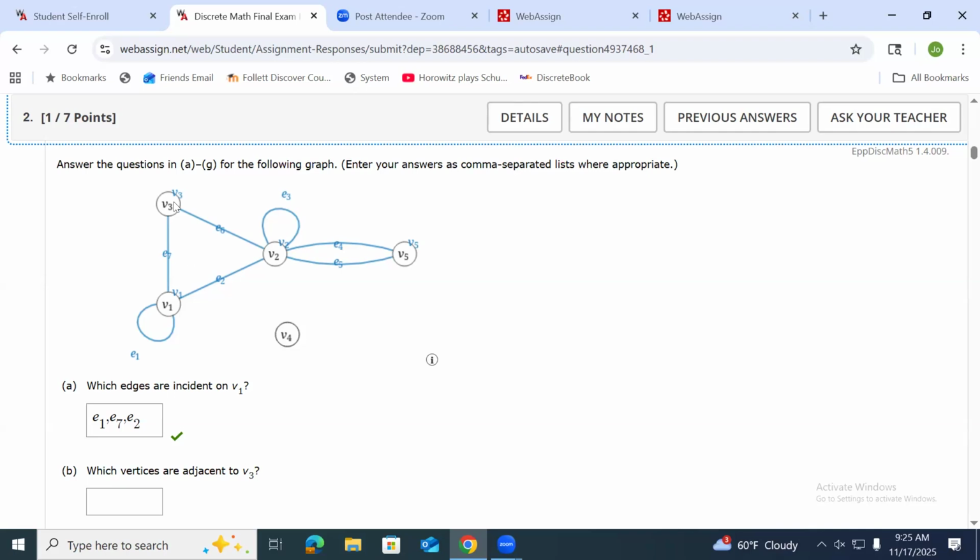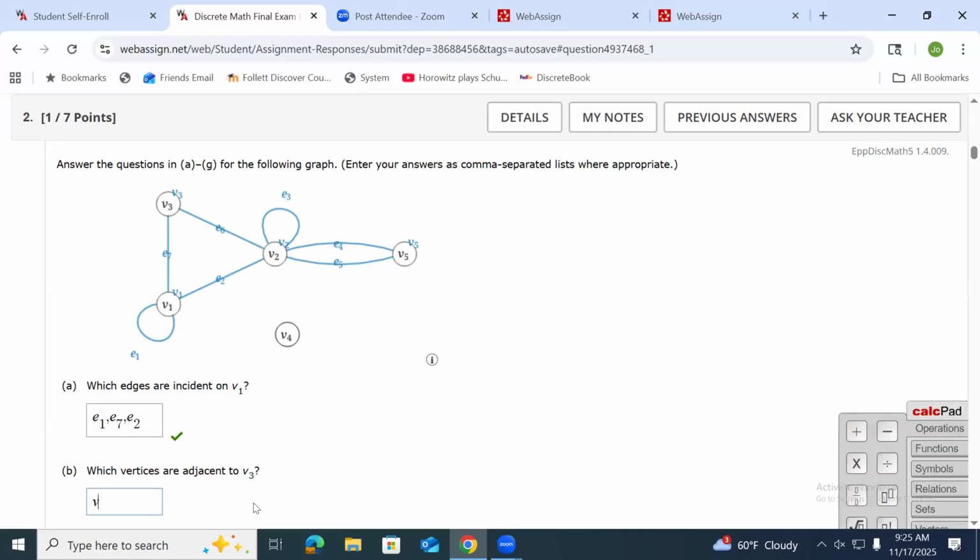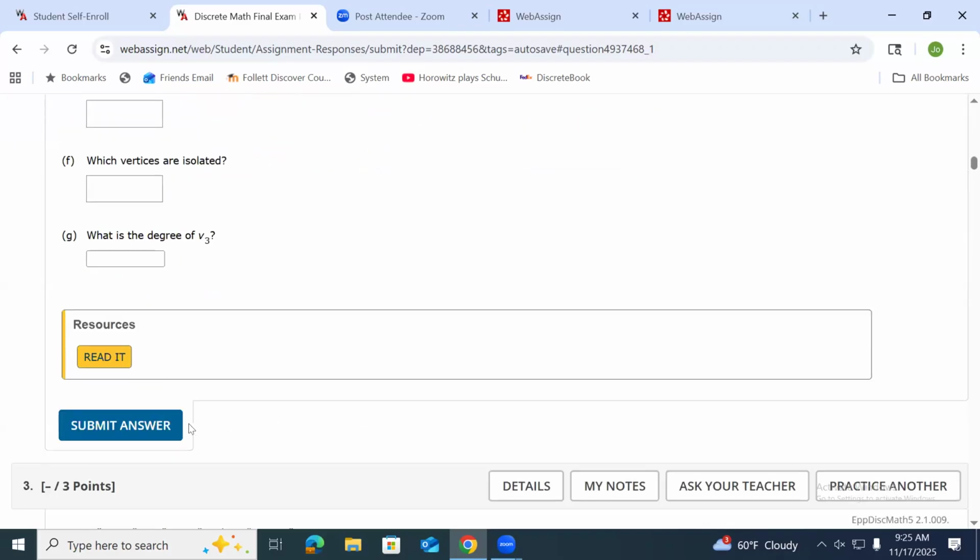There's only 2 vertices that are connected to V3, which are V1 and V2. So V underscore 1, comma, V underscore 2, those are connected to V3. So those are the only answers to that one. So let's check the answer real quick.